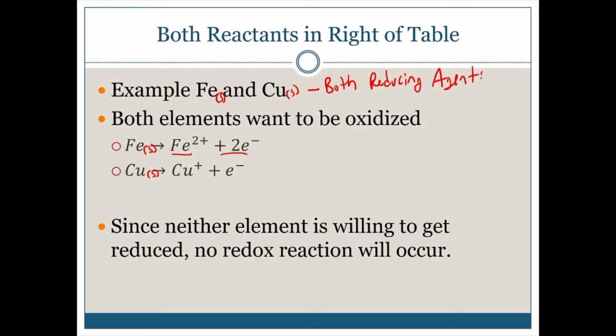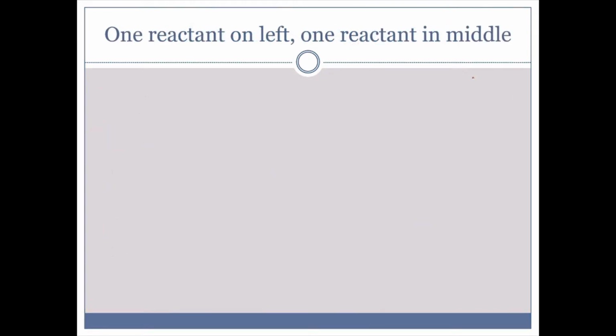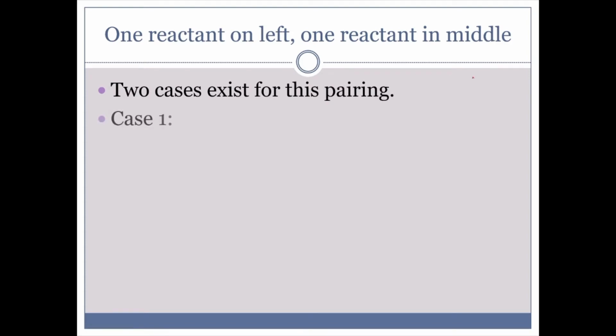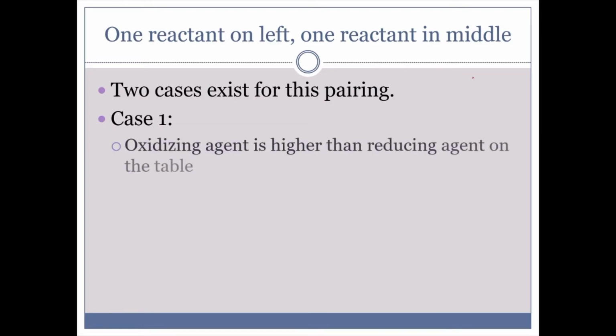Now, what if you find something that is on the left and something that's on the right? Or one oxidizing agent and one reducing agent. This is where the table will come in handy. Two cases exist for this particular pairing. Case 1 is when you have the oxidizing agent higher on the table than the reducing agent. So you have a very strong oxidizing agent paired up with a strong reducing agent.